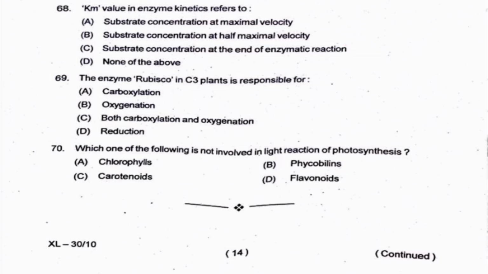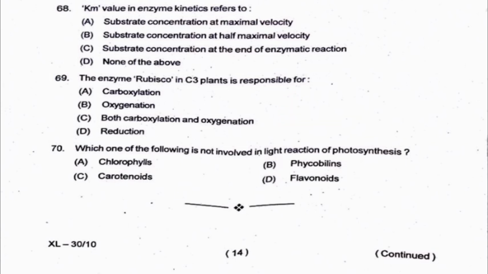Okay. Next, question number 69. The enzyme Rubisco in C3 plants is responsible for option A, carboxylation, option B, oxygenation, option C, both carboxylation and oxygenation, option D, reduction. So, ribulose 1,5-bisphosphate carboxylase or oxygenase, commonly known as Rubisco, is an enzyme involved in both carboxylation and oxygenation. So, the correct answer is option C.